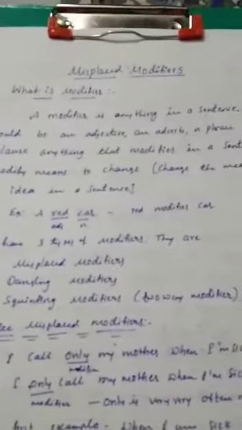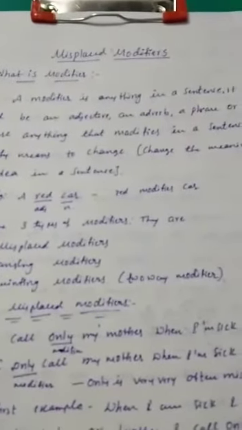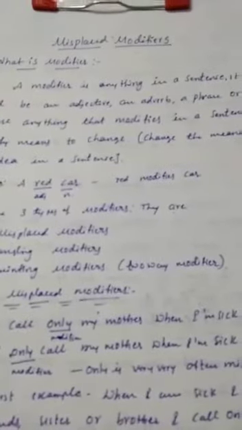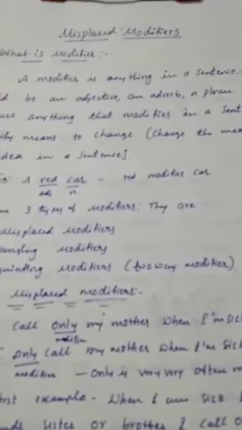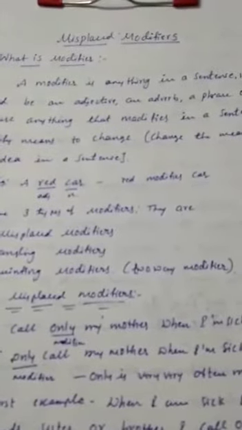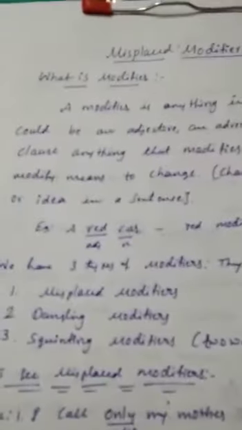First of all, what is a modifier? A modifier is anything in a sentence. It could be an adjective, an adverb, a phrase or a clause. Anything that modifies in a sentence. Modify means to change, change the meaning or idea in a sentence.